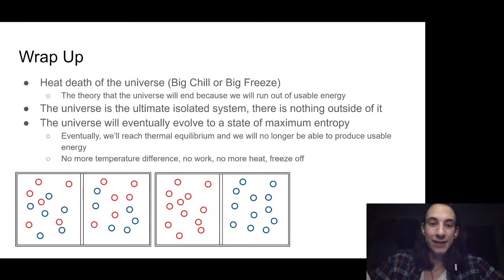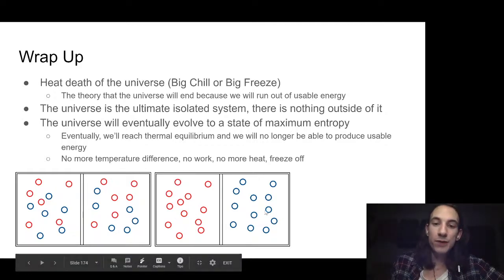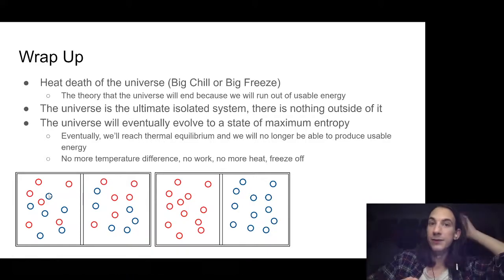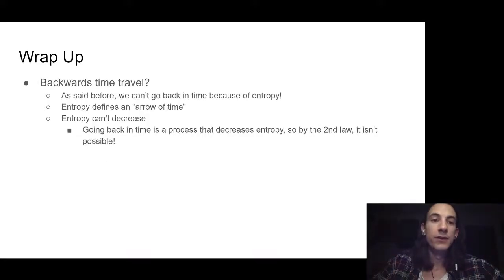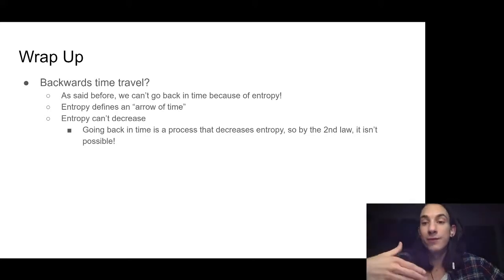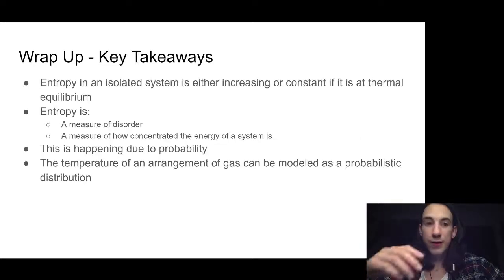But like in here, we definitely have work done. We have this usable energy. In this case, when we're at this thermal equilibrium, that partition we said was set, and we don't have this push anymore. We can't get work from heat anymore. And then last one, we said time travel, just kind of going back to it. But as we said before, we can't go back in time because of entropy. Entropy is defining this arrow of time. Entropy can't decrease, and going back in time is a process that will decrease the entropy. We'll go back to a more ordered state of the universe. So because of the second law, we can't do it.